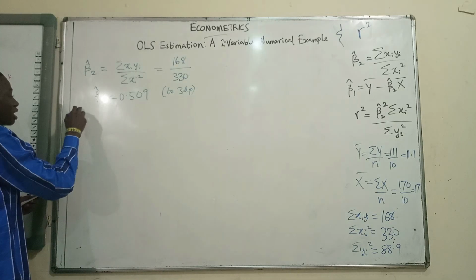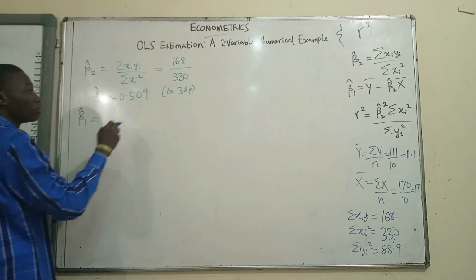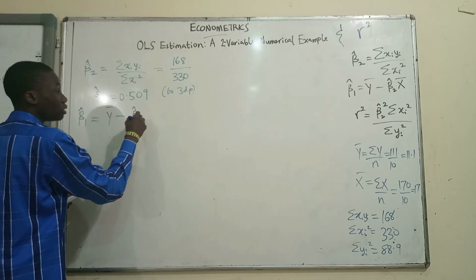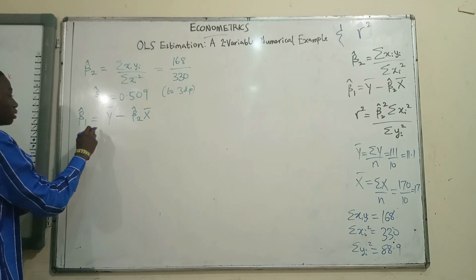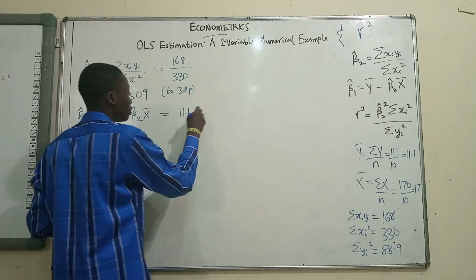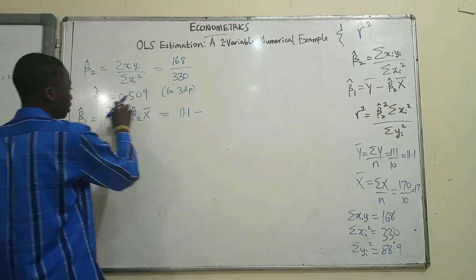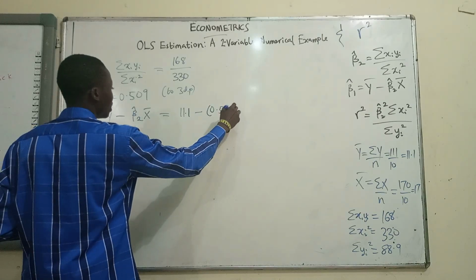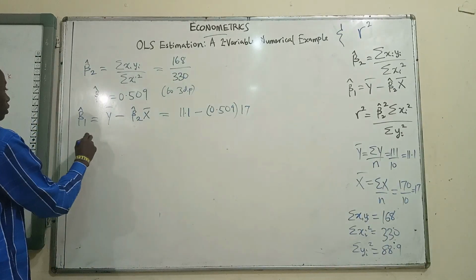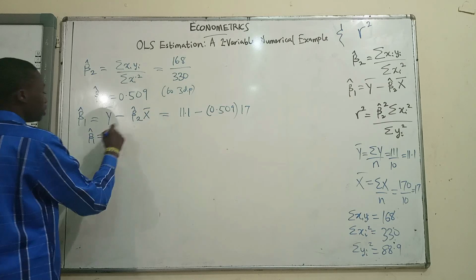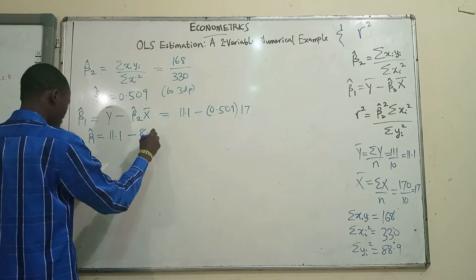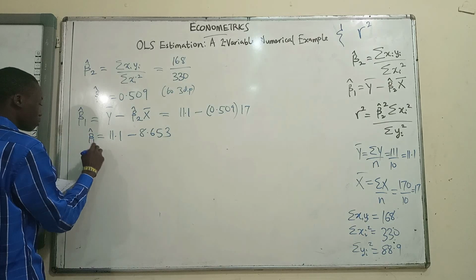Next is the intercept coefficient, beta 1: y bar minus beta 2 x bar, right? And our y bar is 11.1 minus beta 2, calculated here, 0.509, and x bar is 17. Okay, so our beta 1 will be 11.1 minus this times this, and that gives 8.653. Beta 1 will be 2.447.